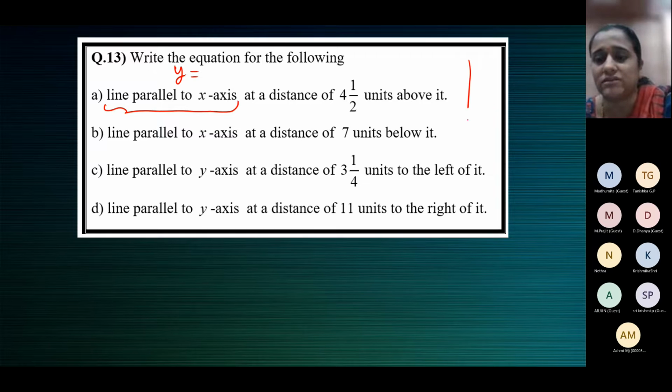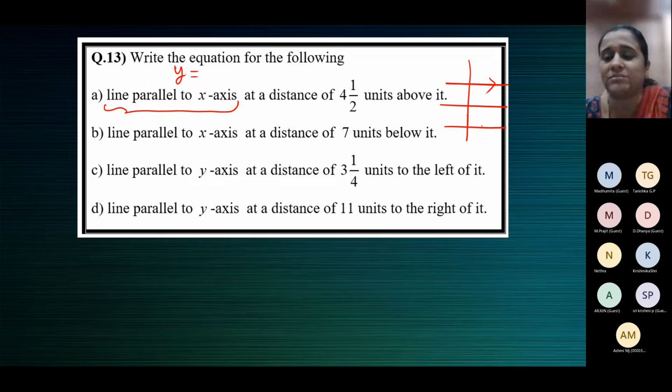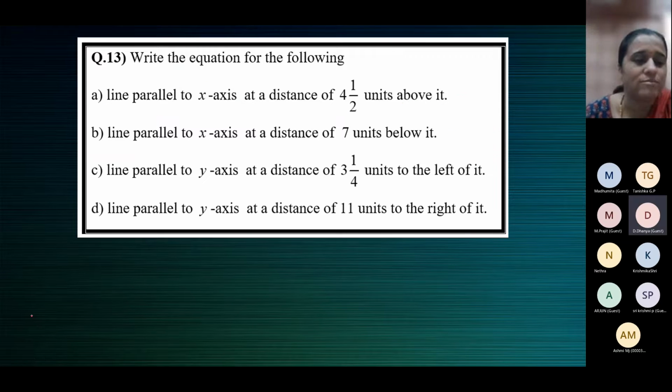You can just take the help of a graph like this to show the x and y axis. Parallel to the x-axis, the line can be here or it can be here, and the equation goes like y is equal to. Now, is it positive or negative? If it's above, it's positive. If it's below, it's negative. Here it is above, so it's going to be positive, and the distance is 4.5. So what's the equation? Y is equal to plus 4.5 or minus?